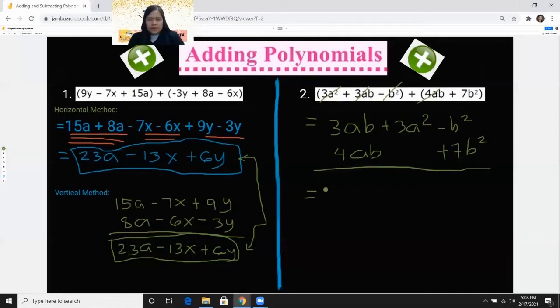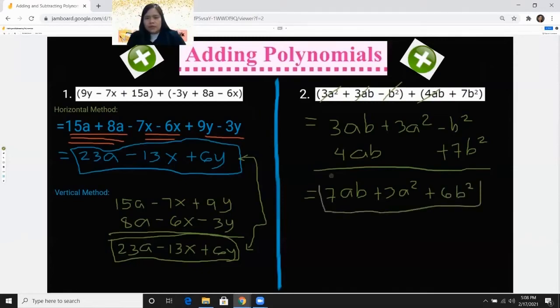3 plus 4, we will have 7ab. Don't forget to bring down 3a squared because it's just adding 0 in here. So we're adding plus 3a squared, and then 7b squared minus 1b squared. So we have 7b squared, taking away 1b squared, we still have 6b squared.